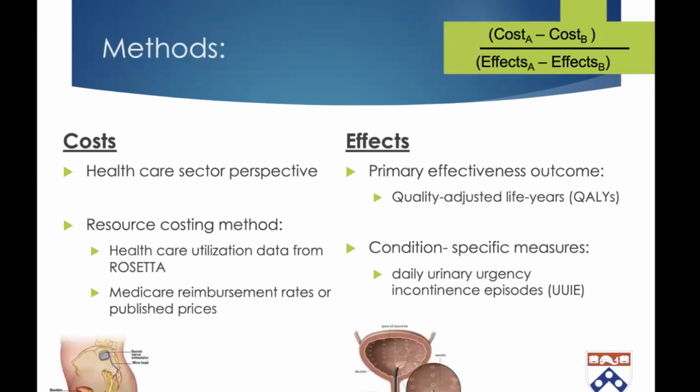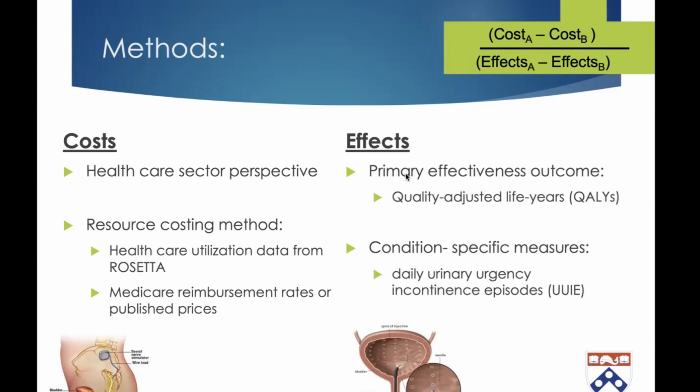So for cost, we did a healthcare sector perspective because this is really looking at direct medical cost, and at that point we were trying to get Botox covered more. InterStim was already covered. And we used a resource costing method. So we had all the healthcare utilization data from the actual clinical trial, and we then just used Medicare national reimbursement rates or published prices to value our healthcare utilization.